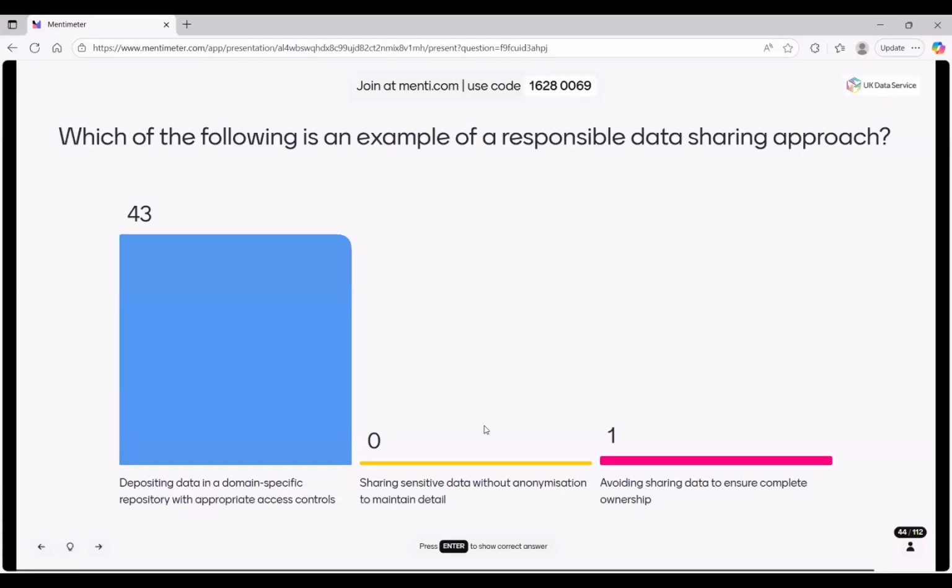And domain-specific repositories are tailored to particular research fields and provide standardized formats and metadata that make it easier for other researchers to find, understand, and reuse the data. So this in turn enhances interoperability and preserves the scientific value of the data set. And at the same time, implementing appropriate access controls allows sensitive data to be protected, ensuring privacy and confidentiality, and making sure that ethical standards are maintained. So yes, that is the right answer.